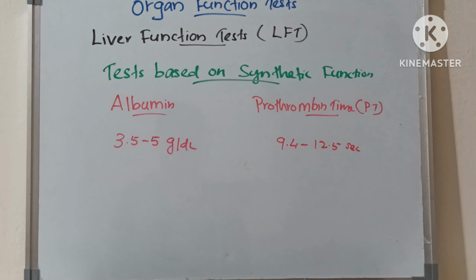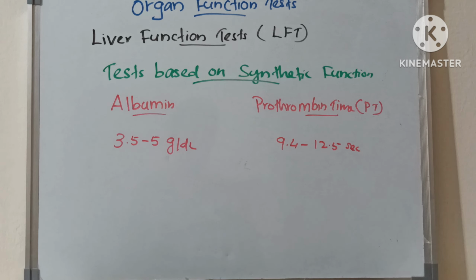Next one is prothrombin time or PT. Prothrombin is one of the clotting factors which is produced by the liver. Normal, it is 9.4 to 12.5 seconds. Blood clotting takes longer in case of acute liver disease. So these are the tests based on synthetic function.